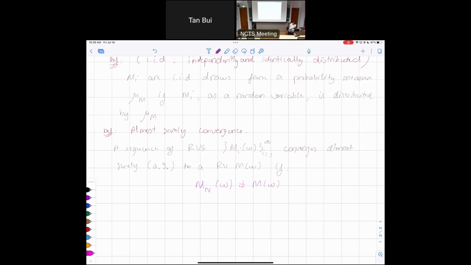I write very slowly. I take the nth random variable in that sequence and evaluate it at omega. Remember, that's a function. So I evaluate my nth function at omega, and I evaluate M, which is another function, at omega. And I check to see whether they are different or not. Not only that, but I'm interested in the limit: when n goes to infinity, whether they are different or not. Okay, and then I set up omega.